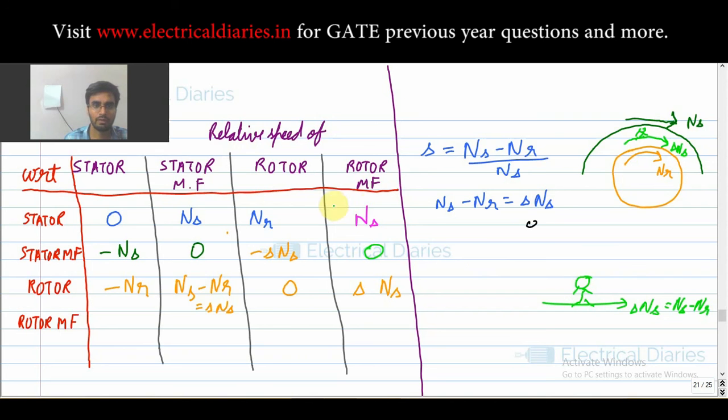But your rotor magnetic field is moving with respect to stator as ns. So what will it look like? It will look like minus ns. See, your rotor magnetic field is moving with respect to stator with a speed of ns. So if I want to find the speed of stator with respect to rotor magnetic field, it will appear to me that stator is moving with a speed of minus ns. I hope you can understand this with your relative speed understandability.